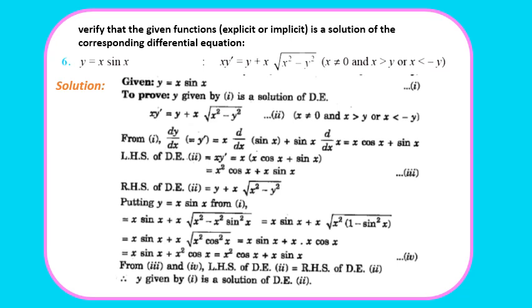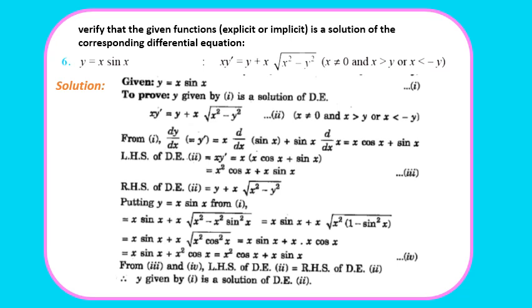Now differentiating equation 1, we get dy upon dx, or y dash, equals x into the differential of sin x plus sin x into the differential of x, which gives x cos x plus sin x. Now taking the LHS of the differential equation, x y dash, that is x into x cos x plus sin x, which is equal to x square cos x plus x sin x. Take this as equation 3.